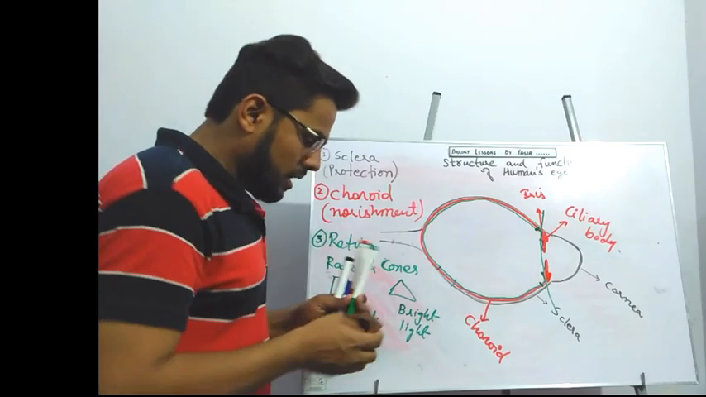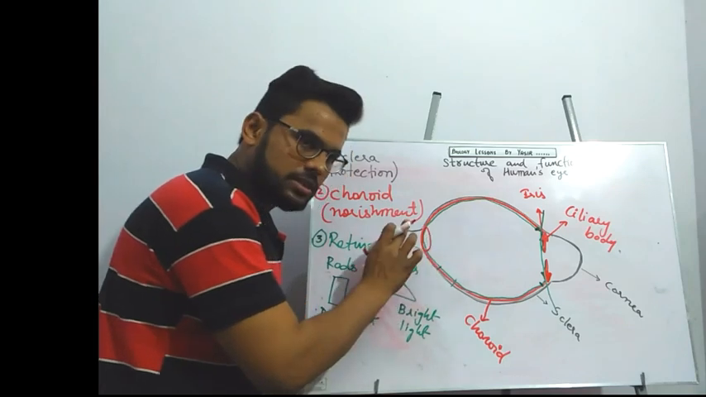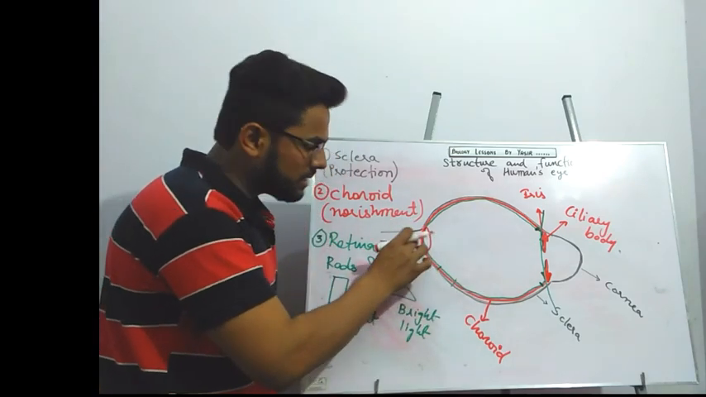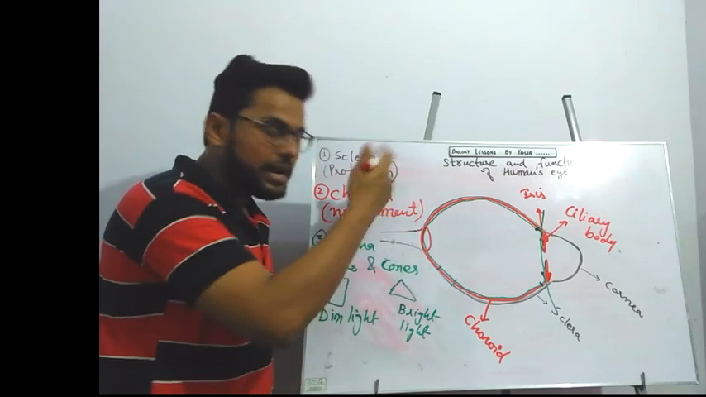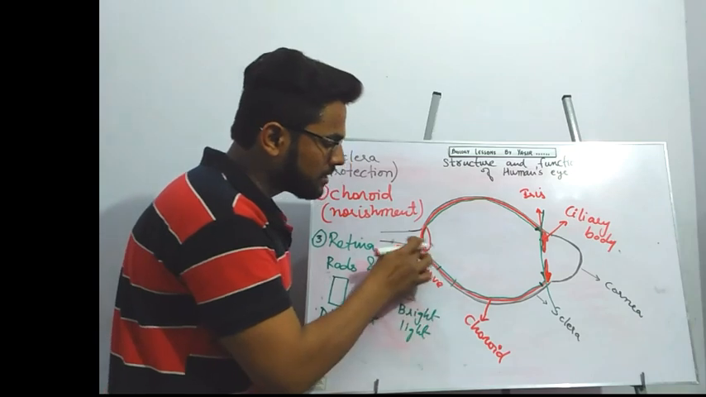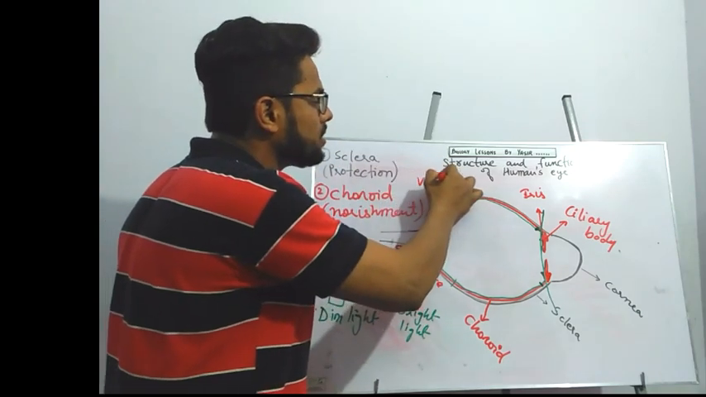Understood? Now, this is the optic disc. From where the light comes, the image is formed, and this image goes to your brain via this optic nerve. This is the optic nerve. This optic nerve takes the image to the brain. Which part of the brain? The visual cortex of the brain.